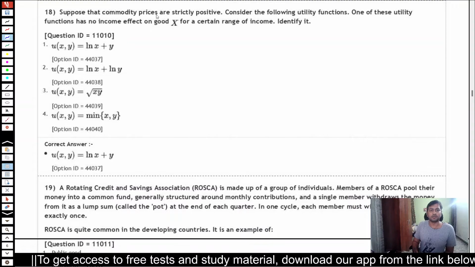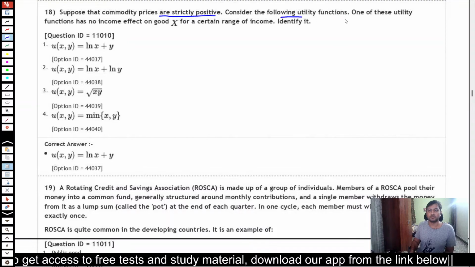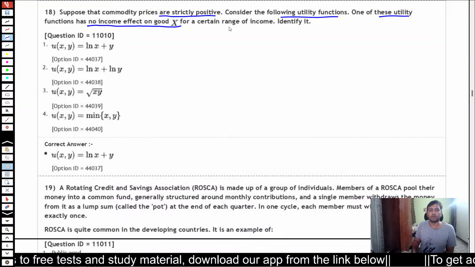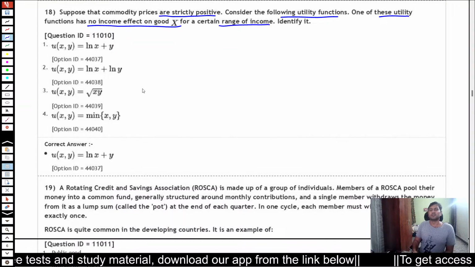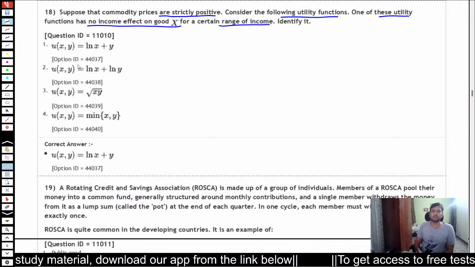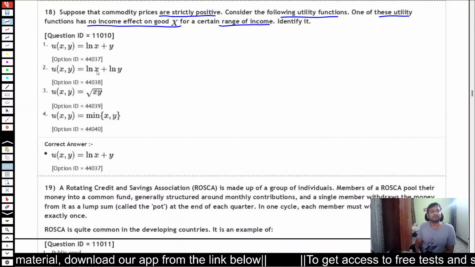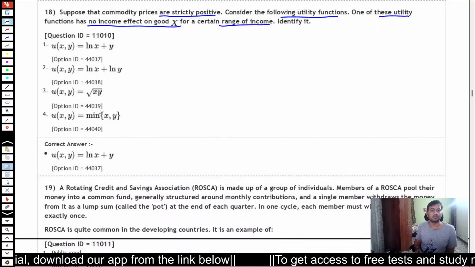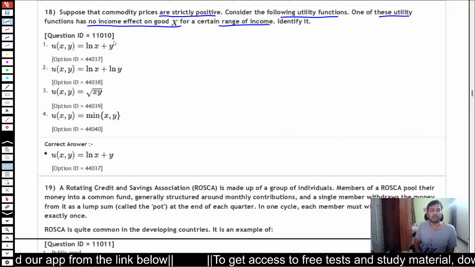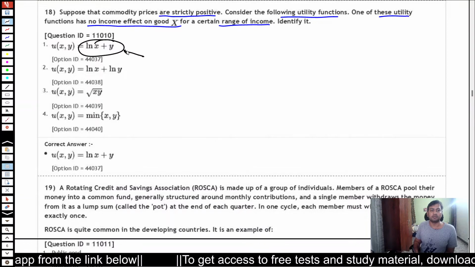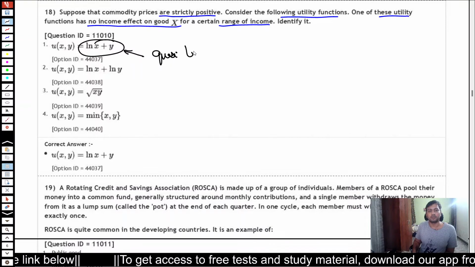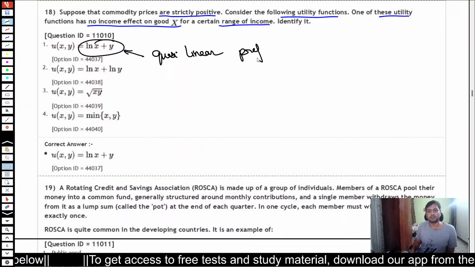So suppose the commodity prices are strictly positive. Consider the following utility functions. One of these utility functions has no income effect on good X for a certain range of income. So इस टाइप का क्वेश्चन घुमा फिरा के बहुत बार पूछ रखा है. So in this case obviously the correct answer is the utility function which is log X plus Y, because this is the only one in which you have quasi-linear preferences.